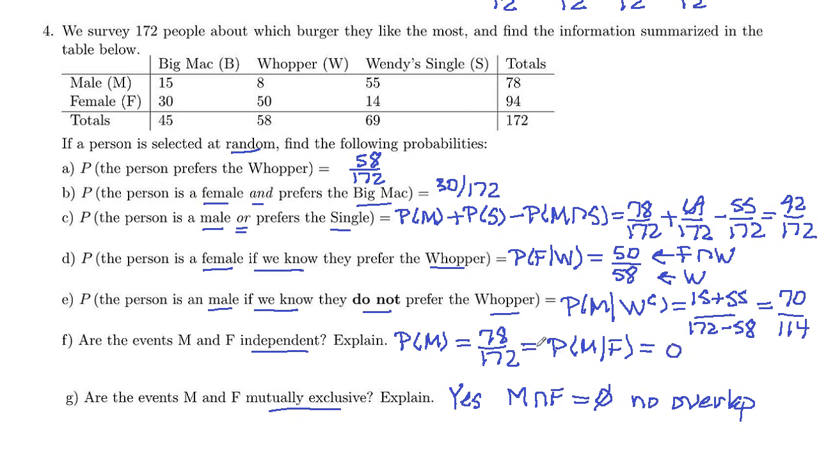So these guys are not equal. So are they independent? No, not independent. So if they were independent, this probability would not change. One event would not have an effect on the other, but being female certainly has an effect on being male. If you're one, you can't be the other.